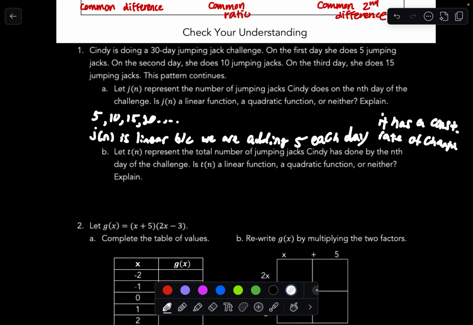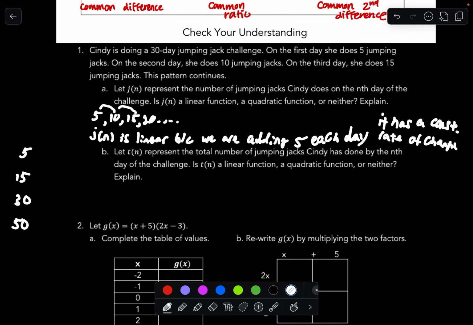Let T of n represent the total number of jumping jacks Cindy has done by the nth day of the challenge. Is T of n a linear function, a quadratic function, or neither? Well, on the first day you did 5. On the second day she did 10, so the total would be 15. On the third day it would be 15 more, so that would be 30. So we're just adding, right? 10 plus 5 gives you 15. 15 plus 15 gives you 30. 30 plus 20 is 50, and so forth.